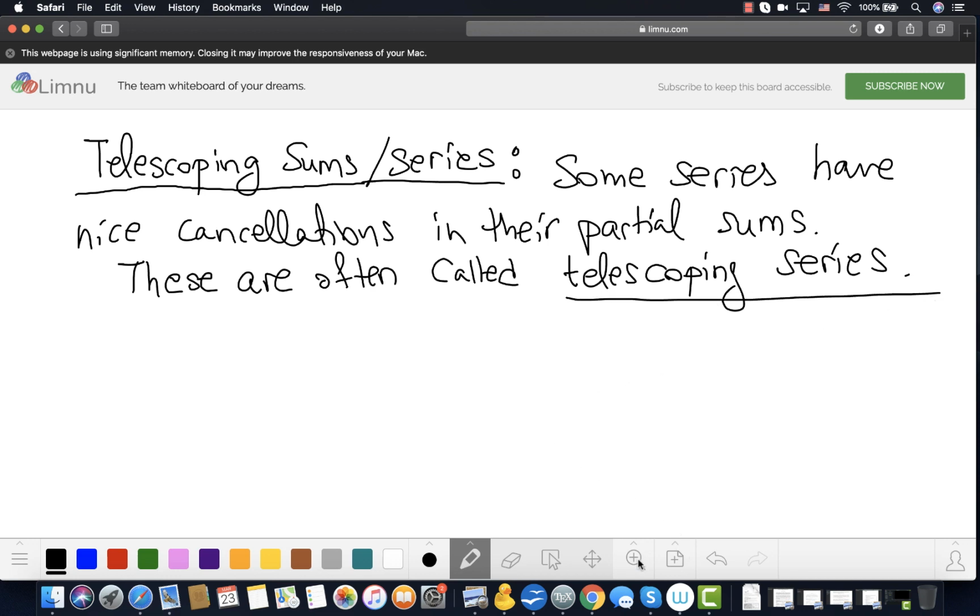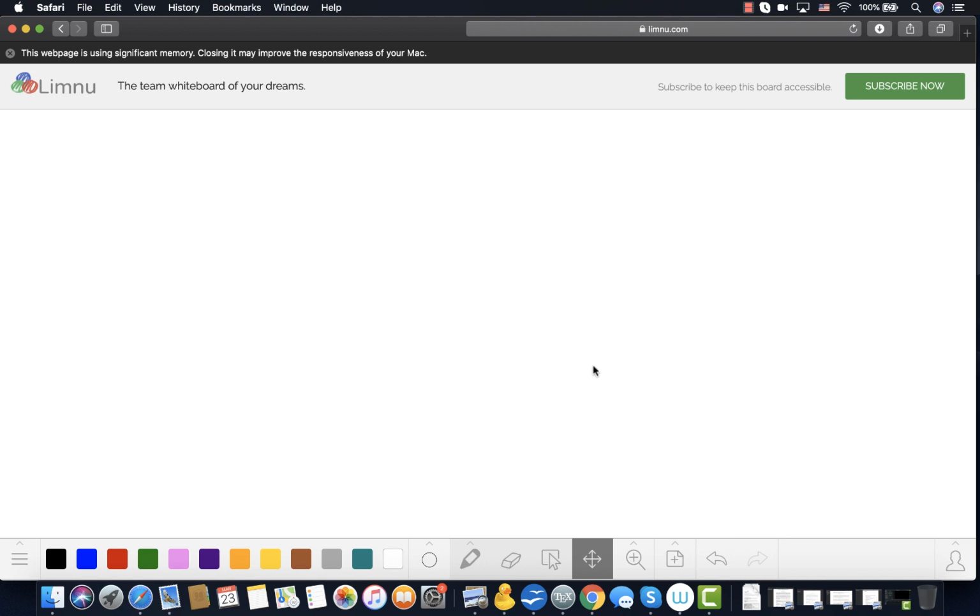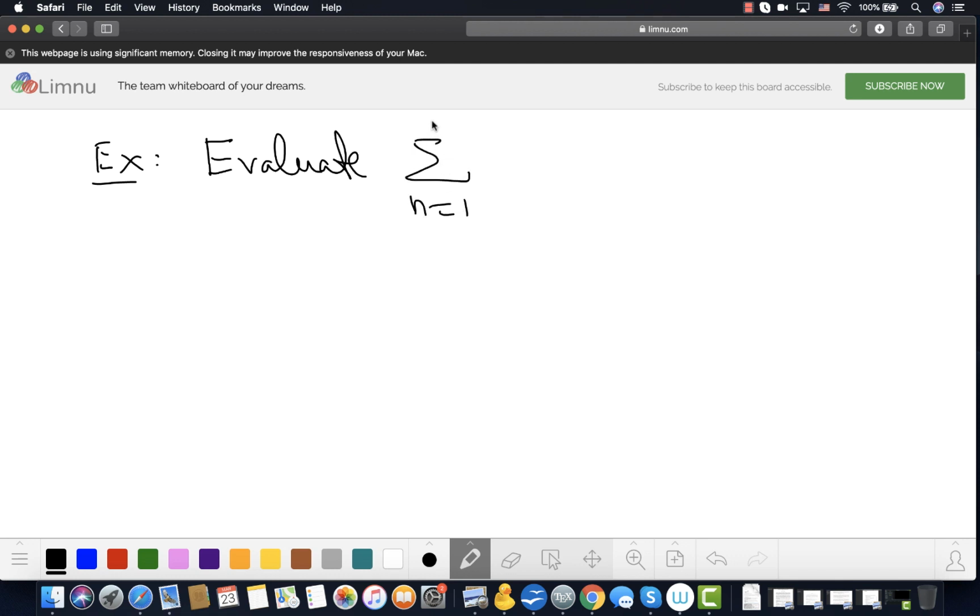Okay, so let's give an example of this. Example: let's evaluate the sum from n equals 1 to infinity of 1 divided by n times n plus 1. So the trick here, first of all, we can actually show that this series converges, and we'll compute the actual value. And here's a nice solution.